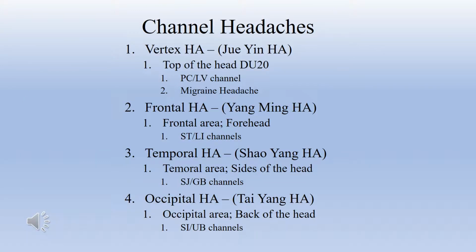Channel headaches. 1. Vertex headaches, Jue Yin headaches, also known as migraine headaches. The top of the head, Du20, the PC and liver channels. 2. Frontal headaches, or Yang Ming headaches, are affecting the stomach and LI channels, frontal area, or forehead. 3. Temporal headaches, Shaoyang headaches, are the sanjiao and gallbladder channels. It's the temporal area, the side of the head.